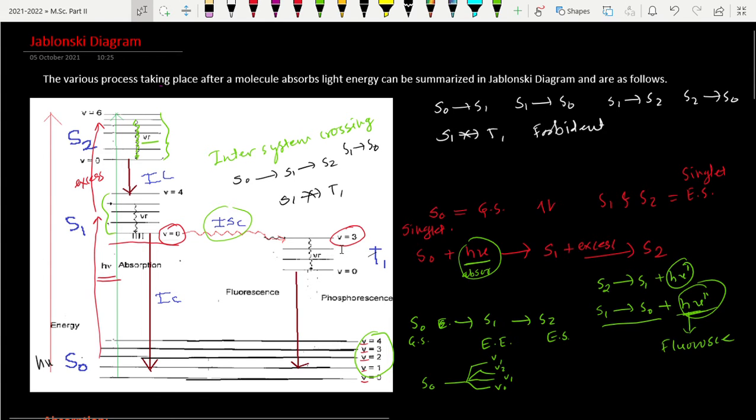At that time the electron from this state crosses the system and appears in the triplet state. So this particular process is known as inter-system crossing. While crossing, the electron changes its spin. Meaning if the electron in this state has a spin like that, when it crosses the system the spin should be inverted, like that. That is known as inter-system crossing.